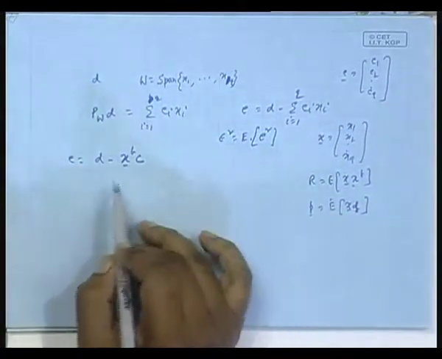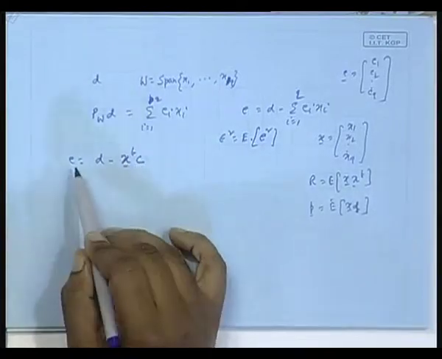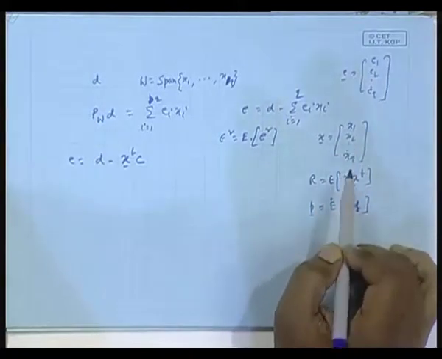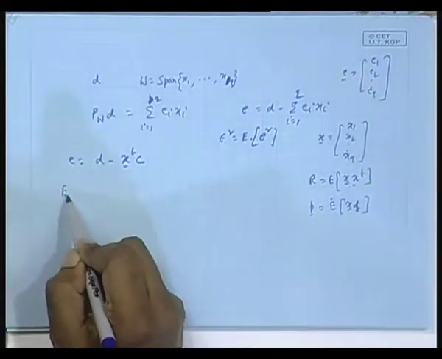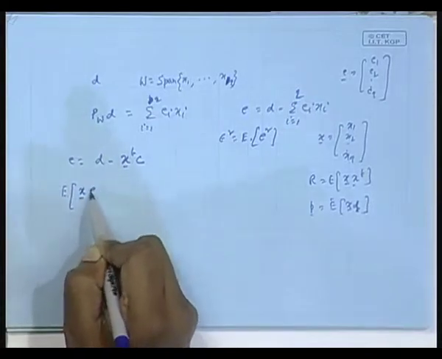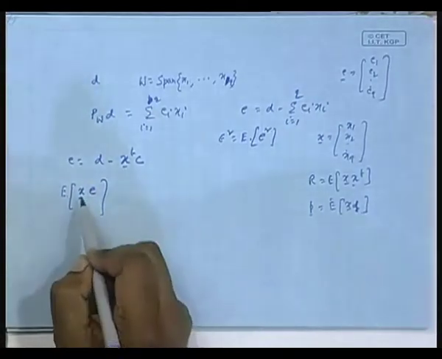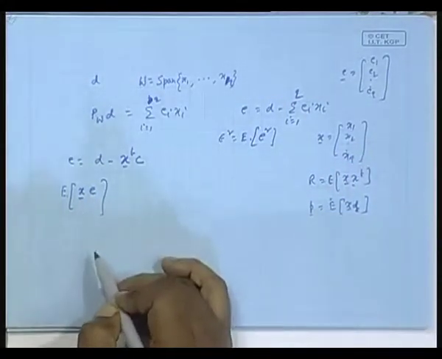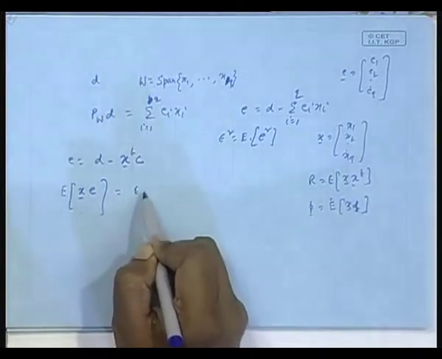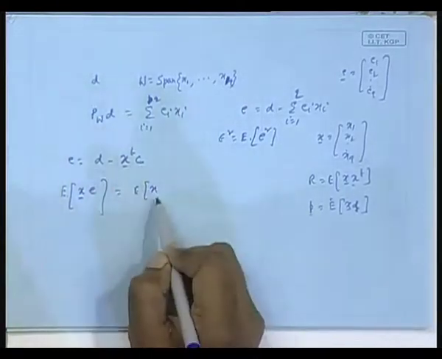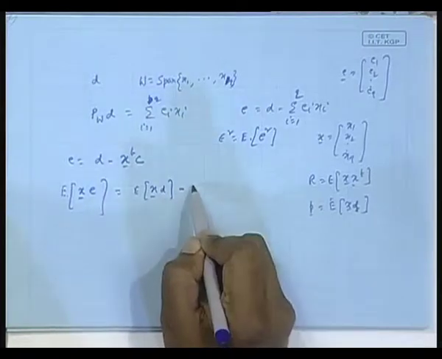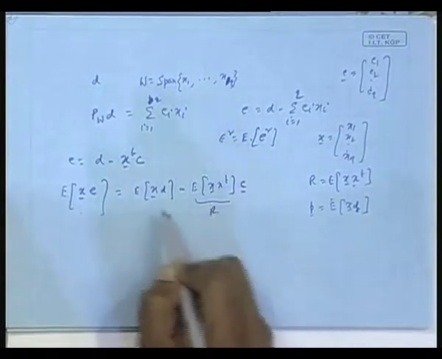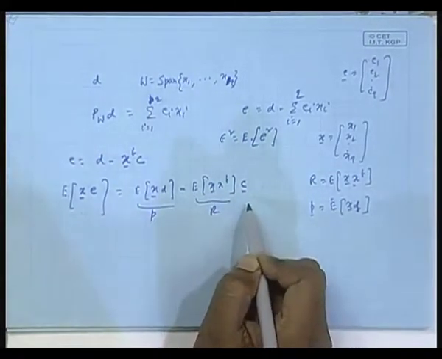And how to obtain C? We knew that this is an orthogonal projection. So, this error must be orthogonal to each of the components of x, each of the random variables. That means, if you take this E of x vector into E, E is a scalar, x vector means x1 into E, x2 into E, dot dot dot xq into E, each of the terms will be 0, and that gives rise to E of x. You replace E by this expression, x into D minus E of x, x transpose C. This is your R matrix, this is your P vector, and you get that C optimal as R inverse P.